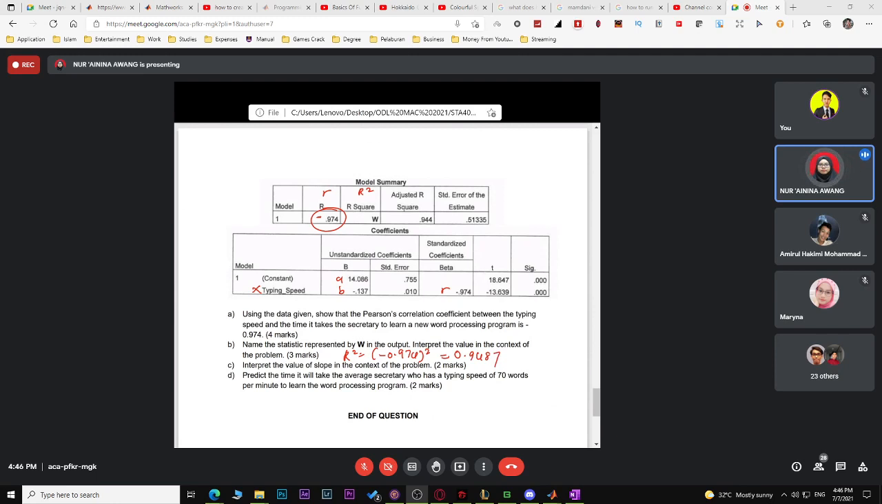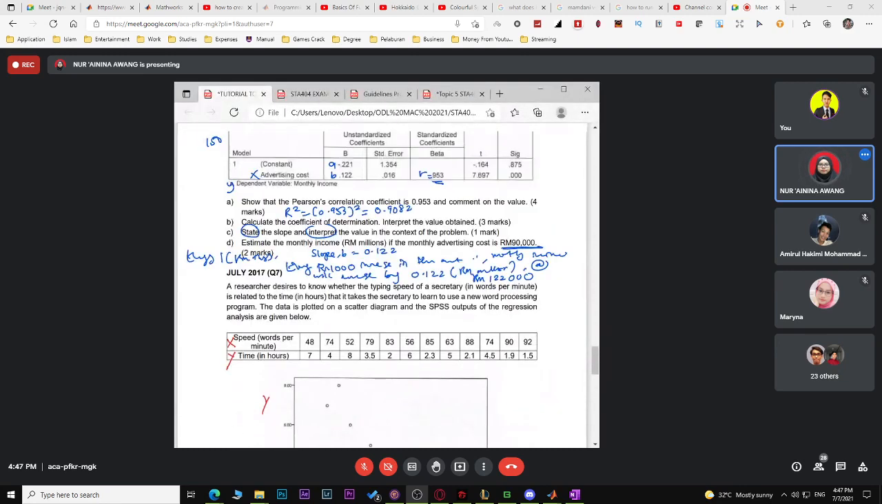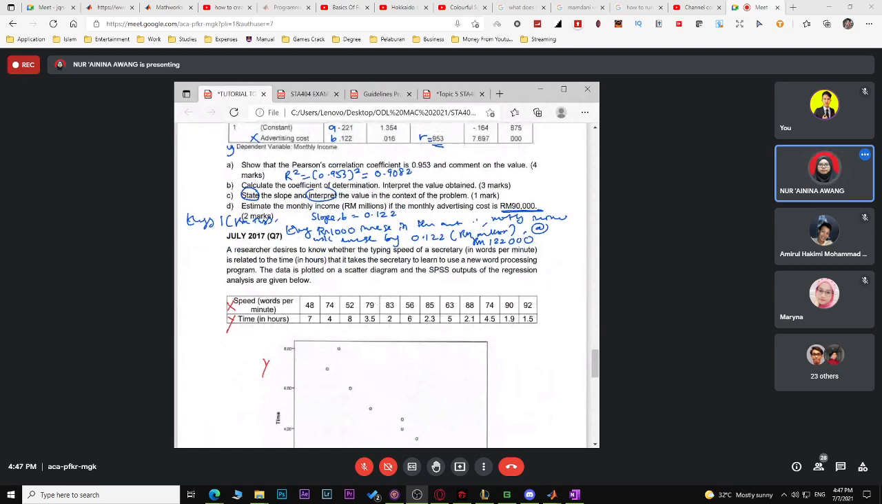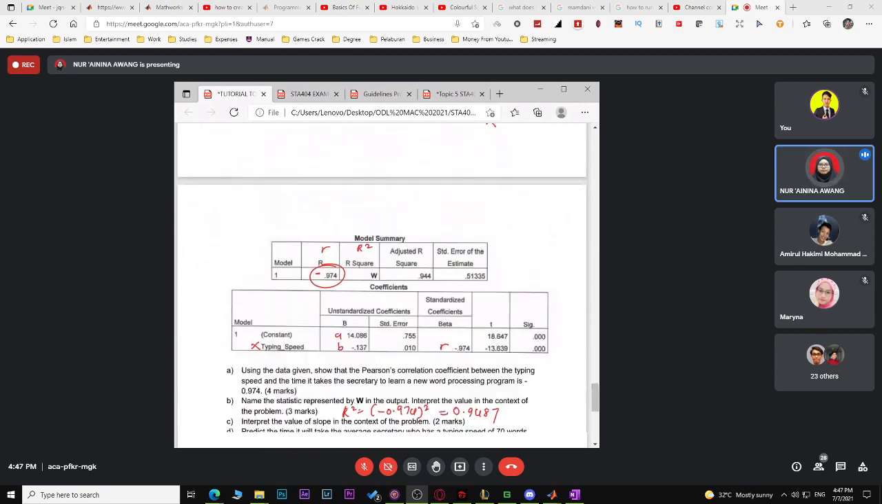So we say that 87% of the total variation in your Y. So your Y is the time taken. Okay, your Y is the time. Okay, time taken that it takes the secretary to learn to use a new word processing program is explained by the variation in the typing speed of the secretary. Okay, and then dia punya balance tu by other variable.